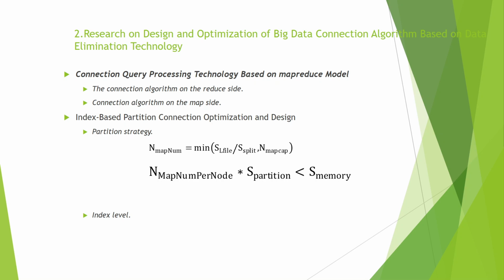Connection algorithm on the map side. In the connection algorithm on the map side, there is only the map phase, and there is no reduce phase. The larger data set is used as the input of the map task, and the smaller data set will be copied and entered into the memory of each map task node. The connection of each table can be completed in the map phase, so the data transmission between map and reduce can be reduced. Index-based partition connection optimization and design partition strategy.